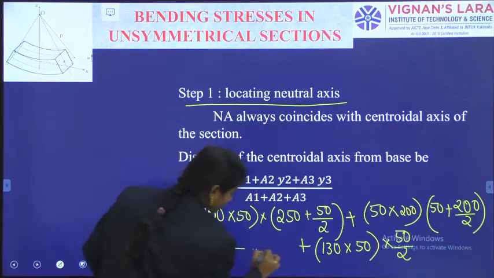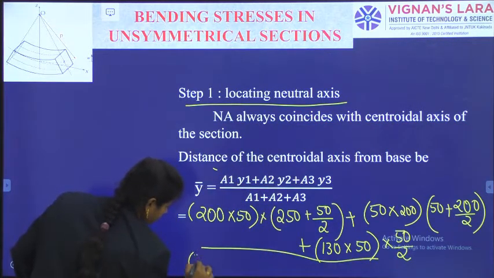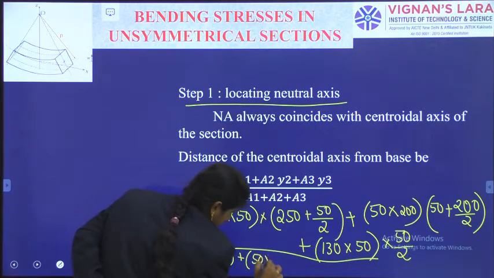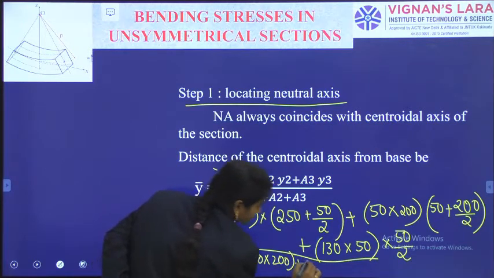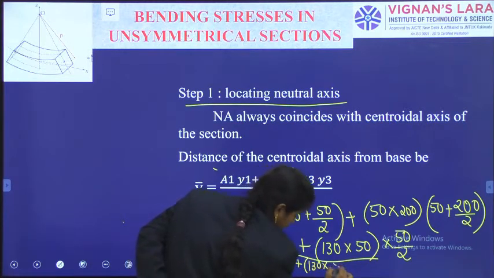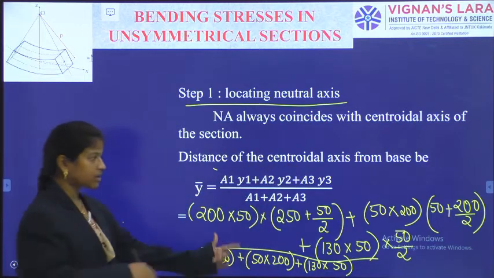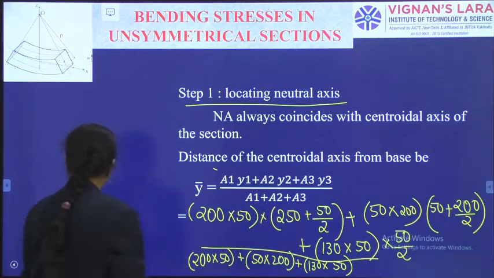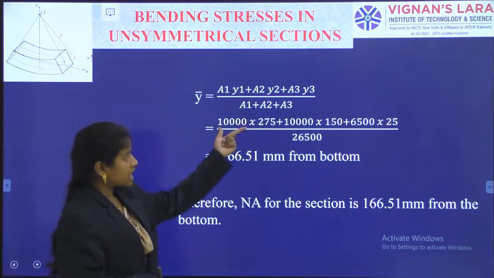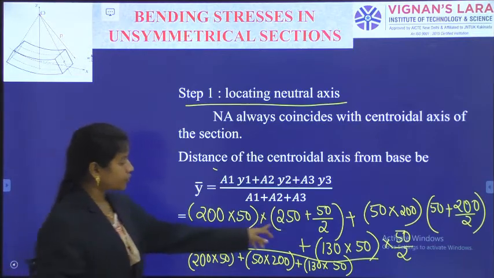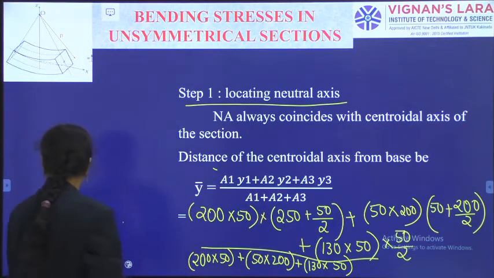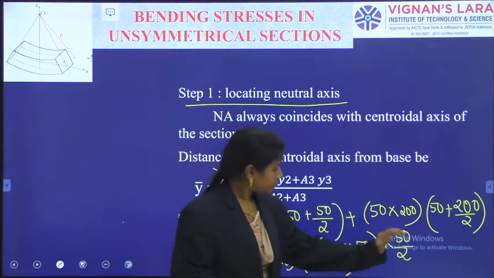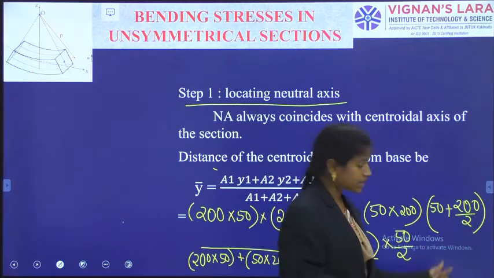And divided by 200 into 50 plus 50 into 200 plus 130 into 50. Okay, A1 Y1 plus A2 Y2 plus A3 Y3 by A1 plus A2 plus A3. Now we have got the answer as 10,000 into 250 plus 25, 275, and then 10,000 into 50 plus 100, 150, 50 plus 100.